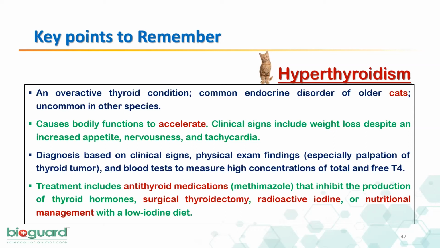After we have confirmed that the case is hyperthyroidism, we can go for the treatment methods, of which there are basically four available based on the choice and the condition of the patient. Two basic methods for mild cases can be anti-thyroid medication or nutritional management with a low iodine diet. However, in severe cases, you can choose surgical methods or the use of radioactive iodine.